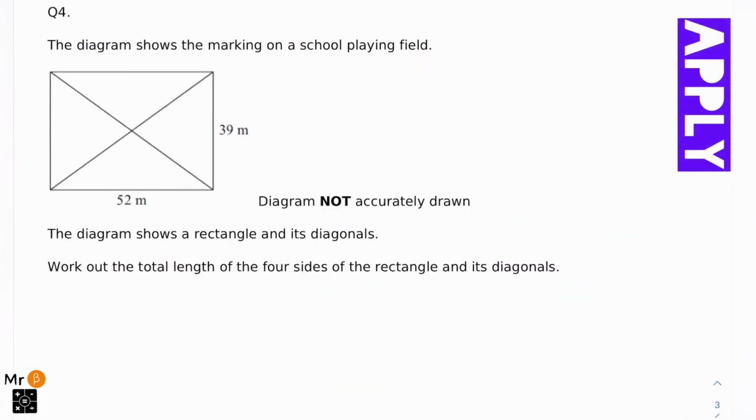Okay, so now's your chance to pause the video if you would like to have a go at this contextual question using Pythagoras. So here, we know straight away that opposite sides of a rectangle must be equal. So we have just worked out the 4 outside lengths. So we could work out the perimeter of our school playing field.